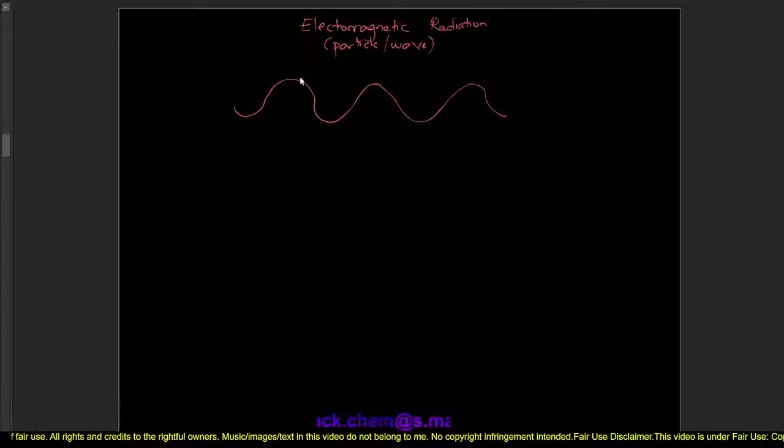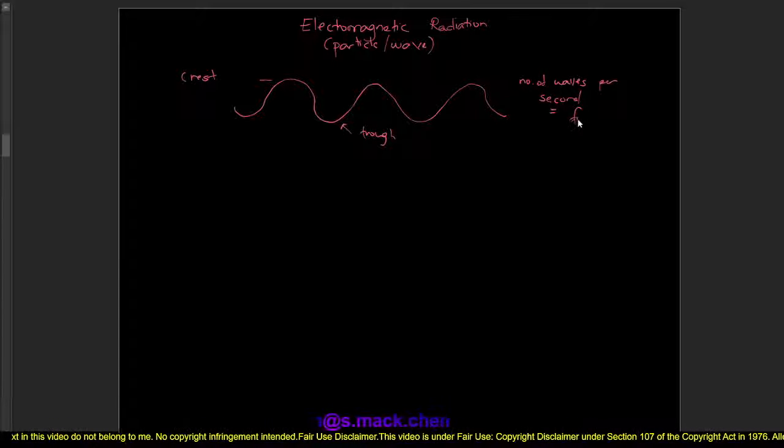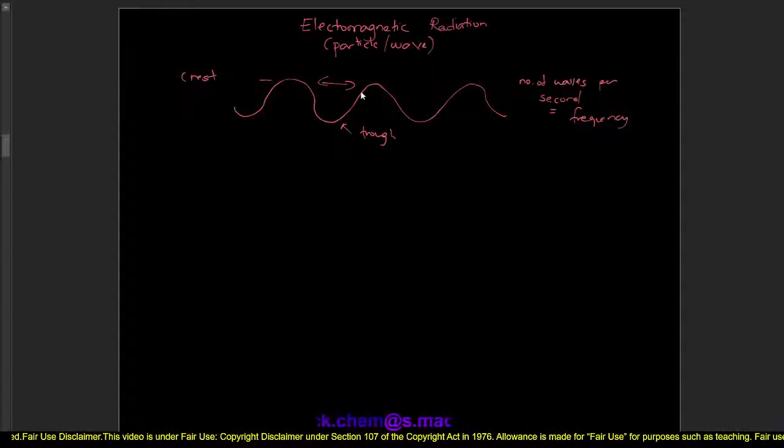So a wave has what we call a crest and a trough. Hopefully I'm pronouncing those two terms correctly. And we count the number of waves per second as the frequency. Right? So that's what that term frequency means, the number of waves per second. And then there's a term called wavelength. And the wavelength would be the distance between two crests or the distance between two troughs. Right? So that's wavelength.